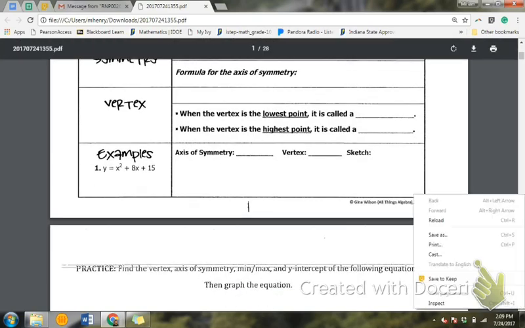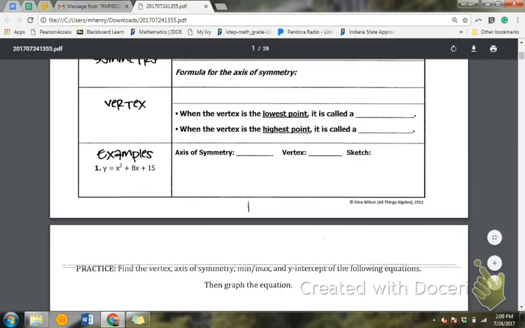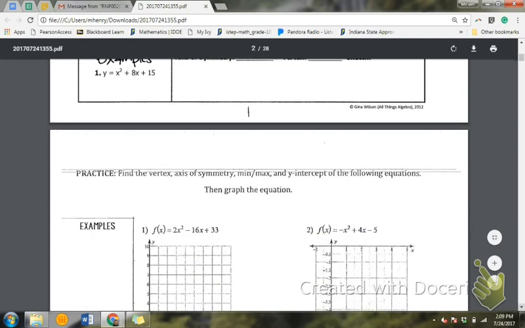We're going to do some examples. I'm sorry about the copying of that line at the top of your page. Something is wrong with our printer.